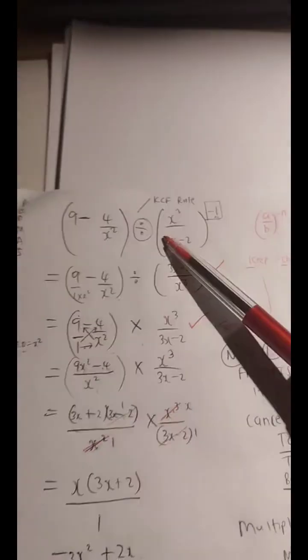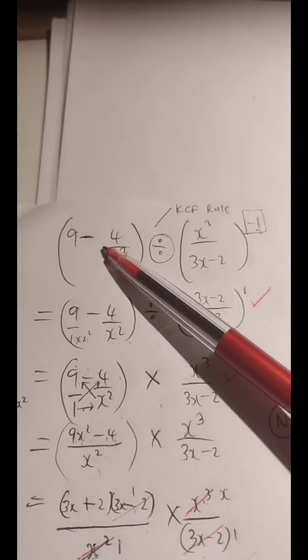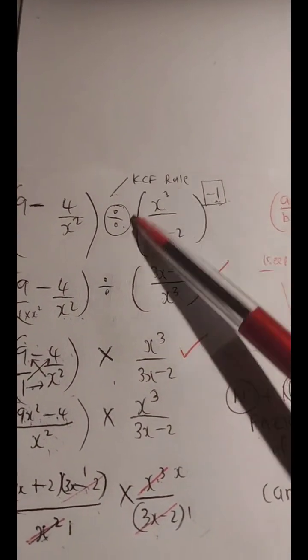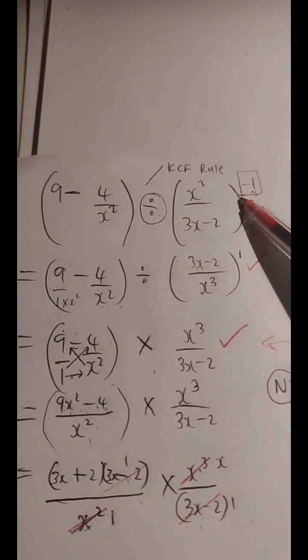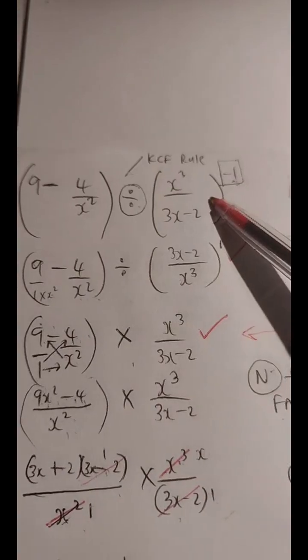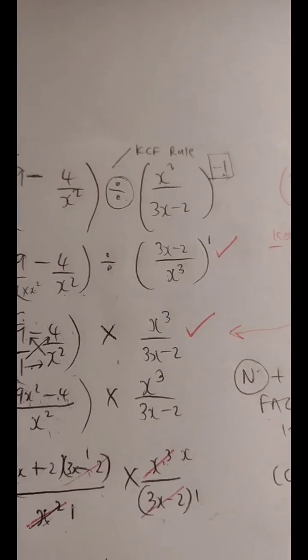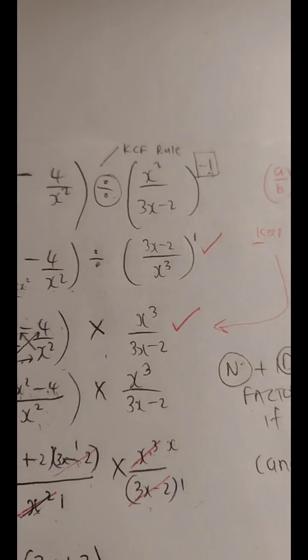Okay, then this one was brackets with 9 minus 4 over x squared, with a divide. There was brackets x cubed over 3x minus 2, all raised to the power -1. So the first mark that I will award is inverting the fraction in your bracket, because BODMAS says brackets, exponents.